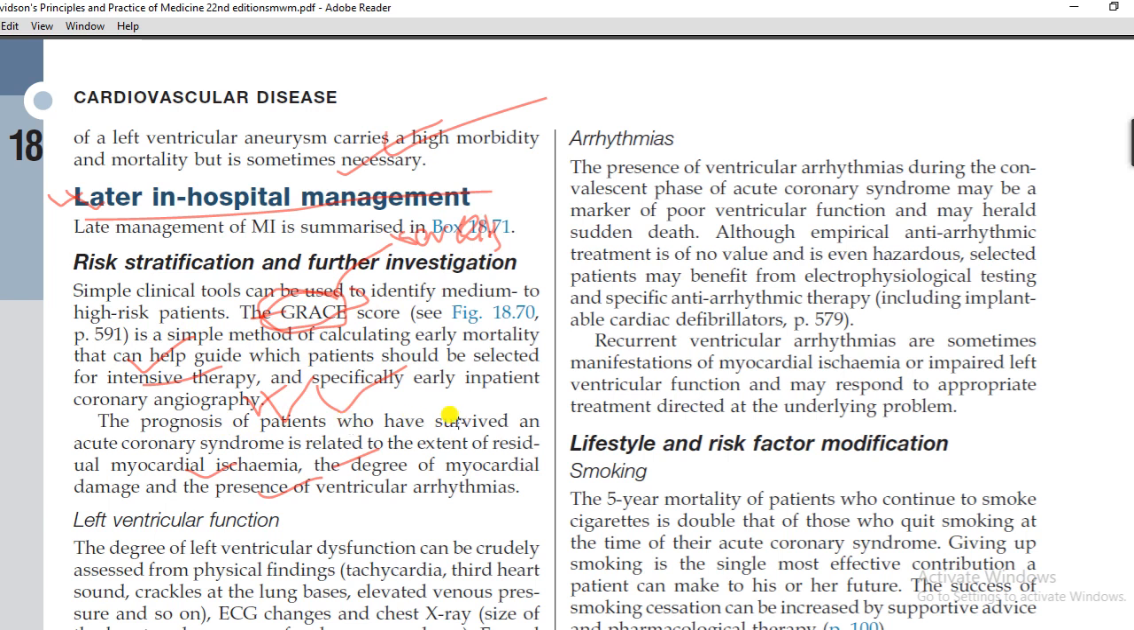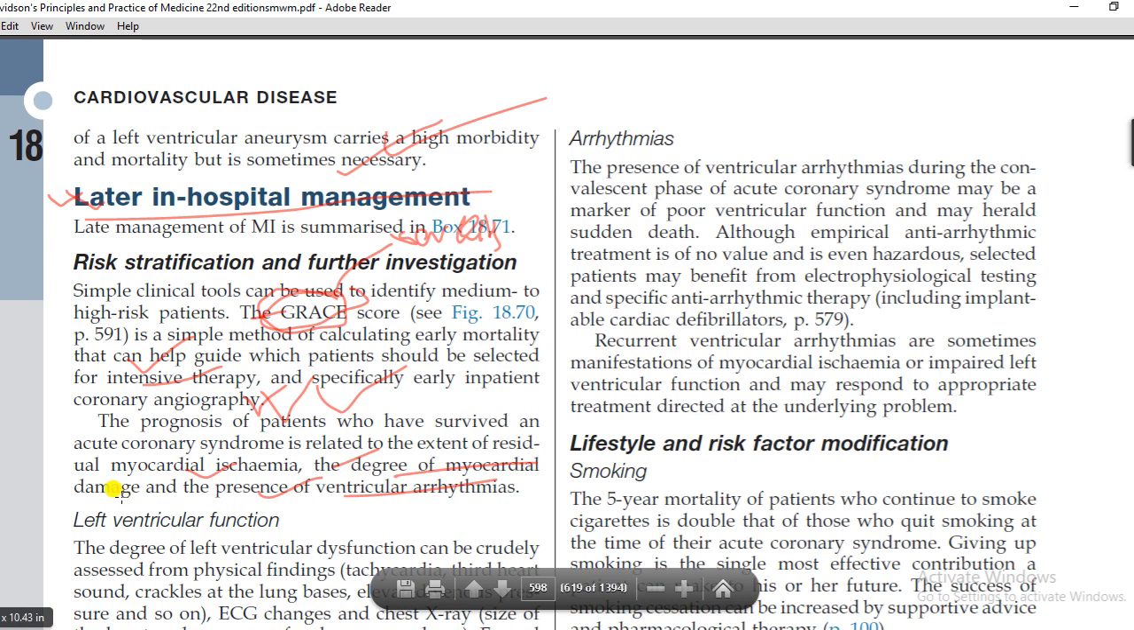The prognosis is related to the extent of residual myocardial ischemia, the degree of myocardial damage, and the presence of ventricular arrhythmias. These are the risk factors, basically.